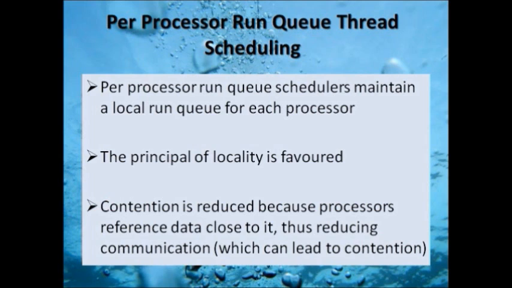Processor-on-queue thread scheduling. The processor-on-queue schedulers maintain a local run queue for each processor. The principle of locality is favored. Contention is reduced because processors reference data close to them, thus reducing communication, which can lead to contention.